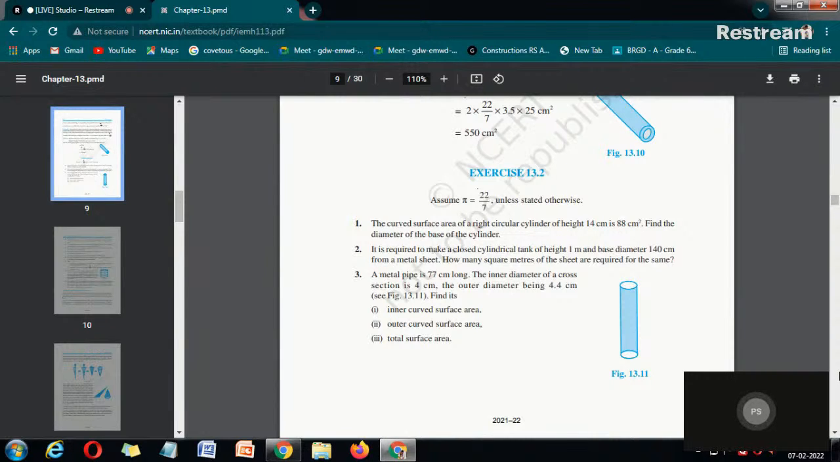What is the third? Total surface area. Here total surface area is inner curved surface area plus outer curved surface area plus 2 pi, that is R square minus r square. This is the third one. So we'll get the answer as 2038.08 meters square. Tomorrow's video will cover this third question. We will do the third question totally tomorrow.